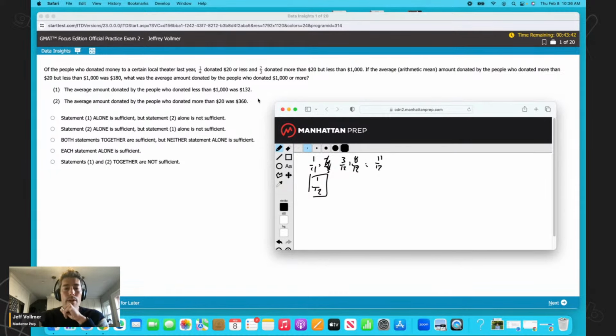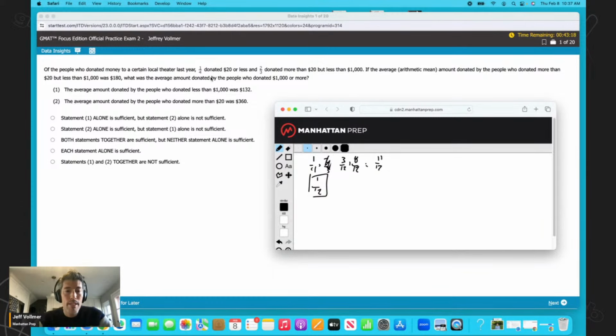132. So what I could do is create a weighted average system here and say, well, there's 8 to 3 in terms of how many people donated in this middle range versus this lower range. I know that this greater amount is at 180. This lesser amount gets me for that 11/12 to be 132. Okay, so that would tell me the average amount donated by this quarter.